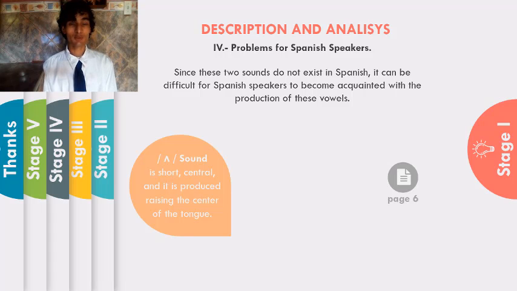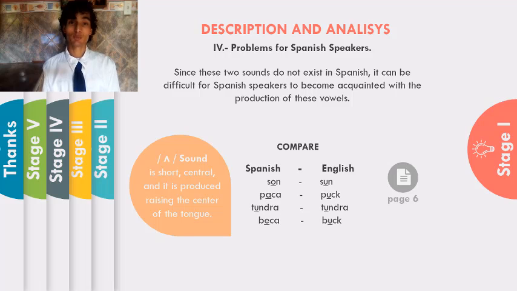It is central, and it is produced raising the center of the tongue towards the point where the hard palate joins the vowel. Let's compare some Spanish words to some English words. Compare Spanish son with English sun. Spanish paca with English puck. Spanish tundra with English tundra. Spanish beca with English buck.